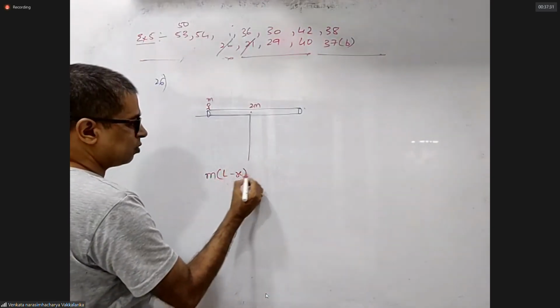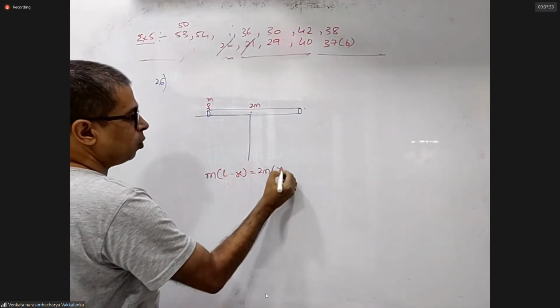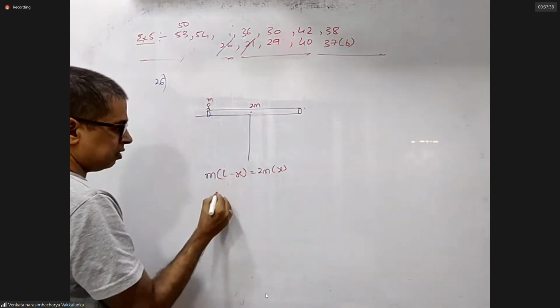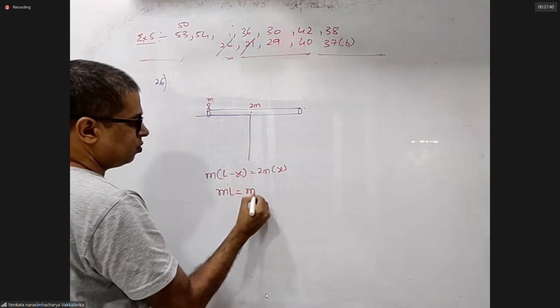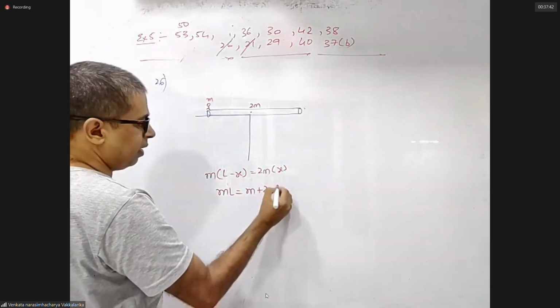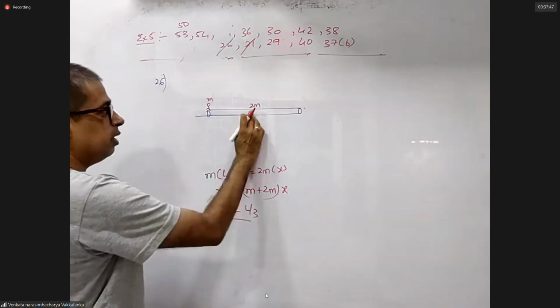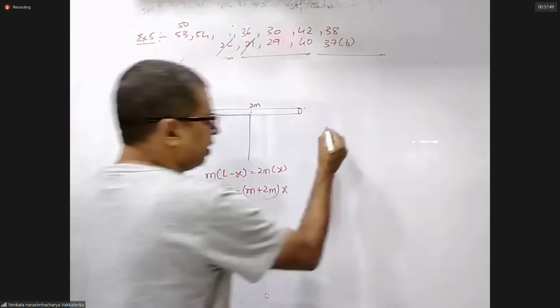L minus X is the distance moved by m, and 2m moved back by X. This moved ahead by L minus X. So m into (L minus X) equals 2m into X, giving mL = (m plus 2m) into X. X is equal to L by 3. That means the straw moved back by L by 3.